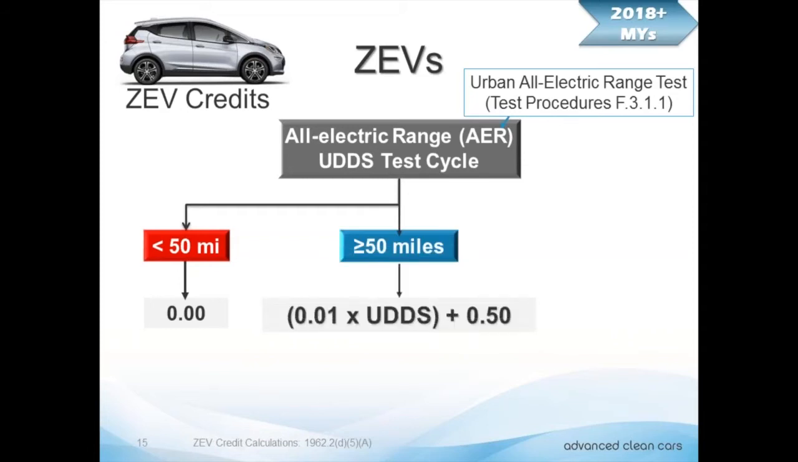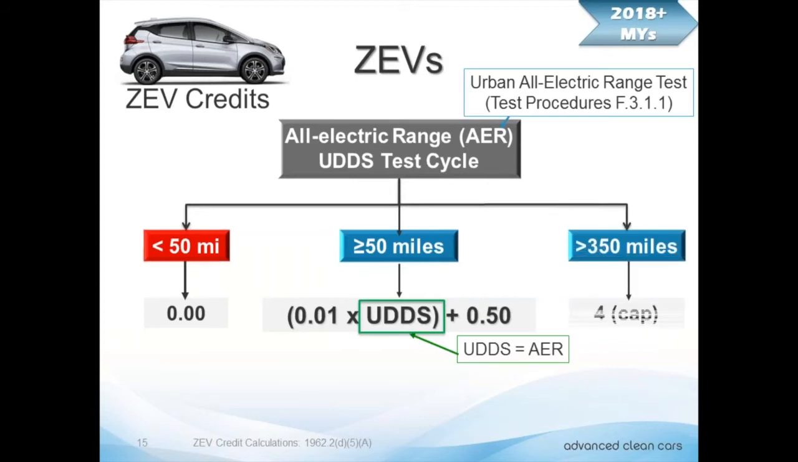Vehicles with an AER less than 50 miles will not qualify for ZEV credits. For vehicles with an AER greater than 50 miles, the per vehicle credit value will be based on this equation. Don't be confused by the UDDS referenced in this equation. It is the same as the all-electric range, or AER, used above. Vehicles that exceed an AER of 350 miles on the UDDS test cycle receive the maximum of 4 credits per vehicle.